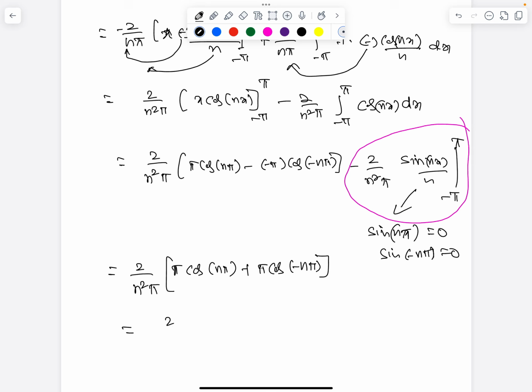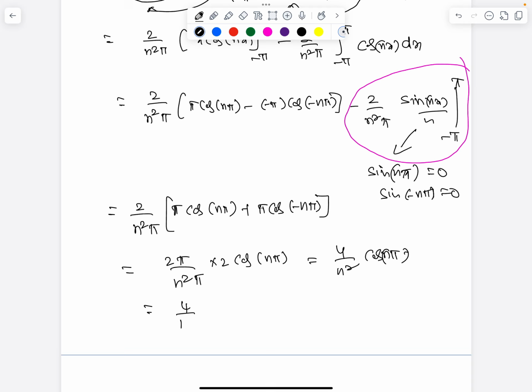This is equal to 2 pi by n square pi times 2 cos n pi, which is equal to 4 by n square into cos n pi, that is 4 by n square into minus 1 whole power n. So it is valid for n equal to 1 onwards, n equal to 1, n equal to 2, n equal to 3, for all integers. Therefore, this is the output for f of x equal to x square over the interval minus pi to pi.